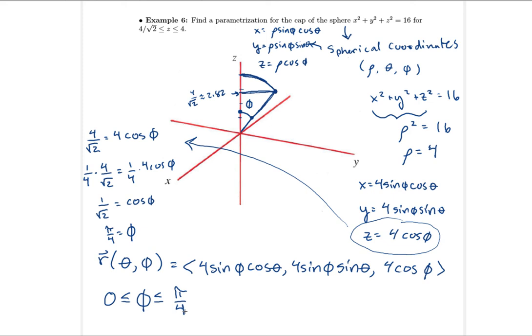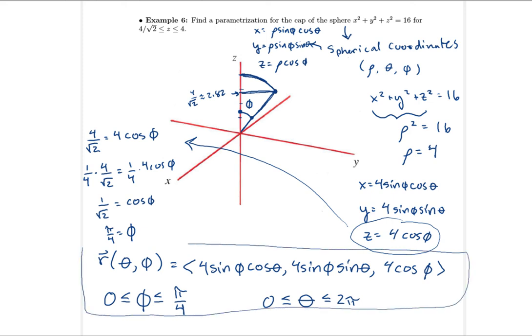Now theta, of course, that can be anything. That's no big deal because theta is the angle made in the xy plane. So we want the whole thing, right? We want this thing to spin all the way around to create the cap of the sphere. All right, so this is a perfectly great answer.